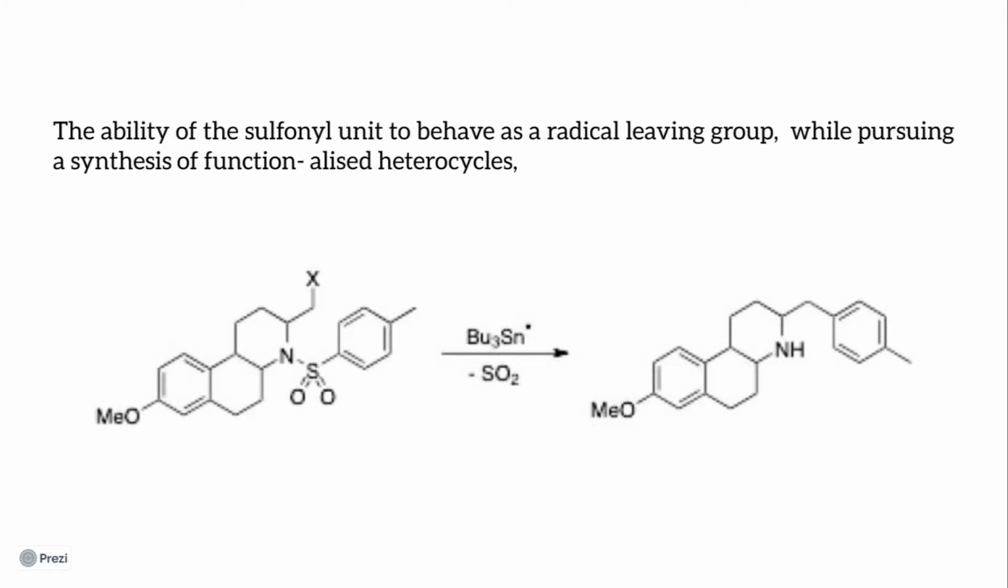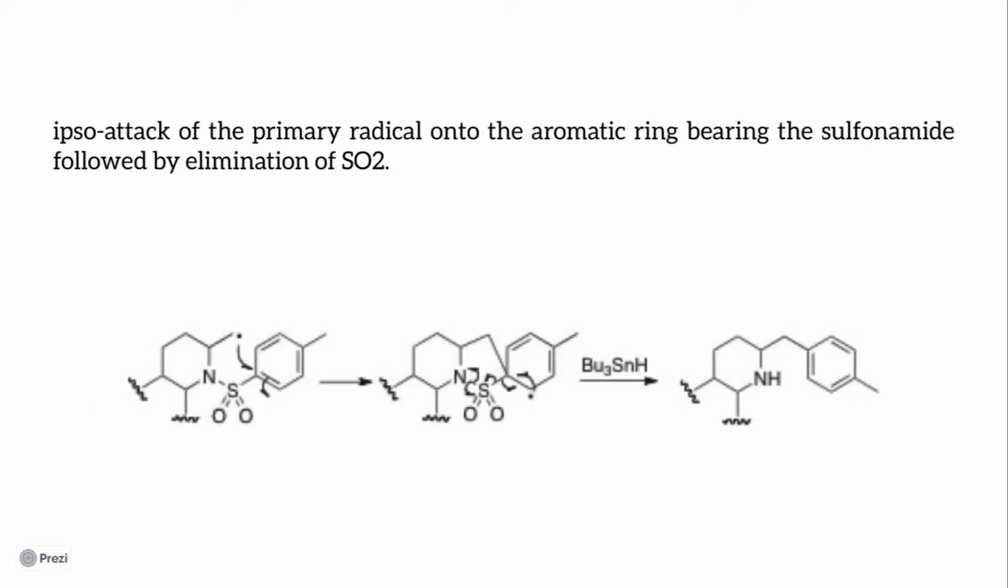The ability of the sulfonyl unit to behave as a radical leaving group was discovered while pursuing a synthesis of functionalized heterocycles. The aryl group from the sulfonamide under free radical conditions could migrate to a pendant alkyl group with a loss of sulfur dioxide. The mechanism was shown to be an ipso attack of the primary radical onto the aromatic ring bearing the sulfonamide, followed by elimination of SO2.